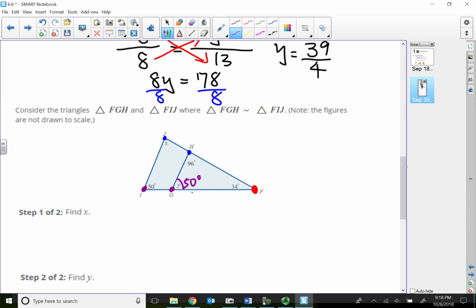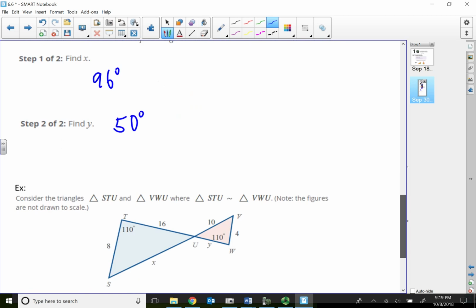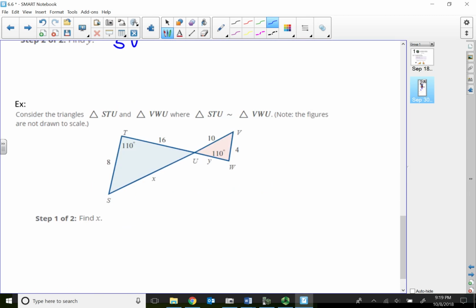So if this is 50 degrees, it corresponds with the I. Therefore, the H and the X have to correspond, because remember, the two triangles share the same 34 degrees. So 34, 50, then the top here has to be 96. I just got my two angles, 96 degrees, and Y is 50 degrees. So this example is not looking for the side, it's looking for the angles. All right, this next one is looking for the sides.